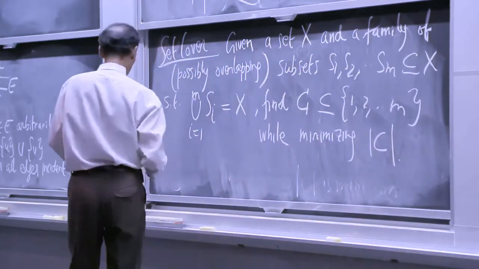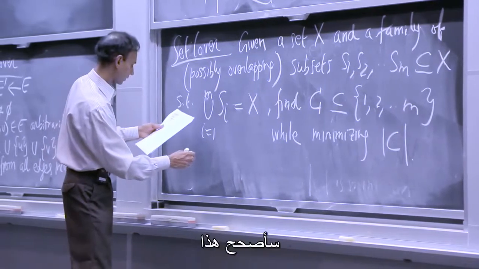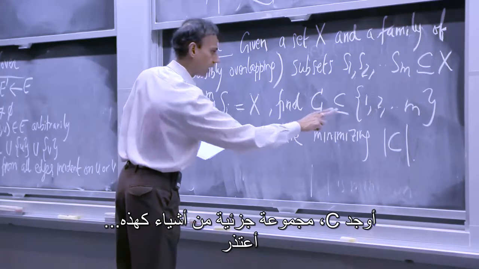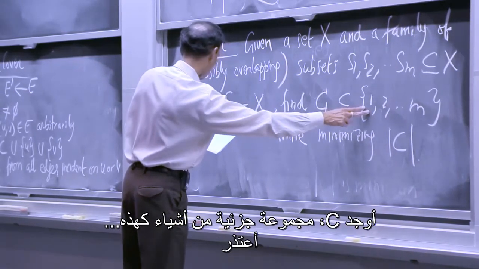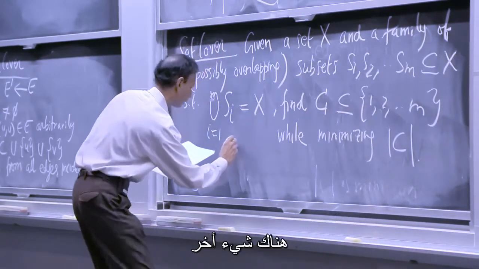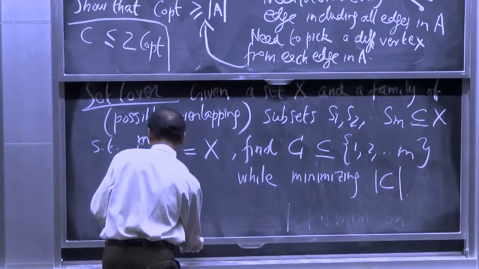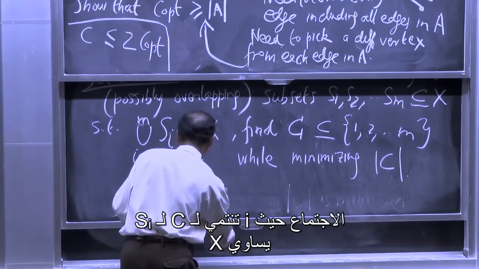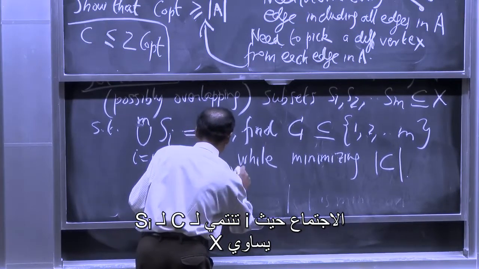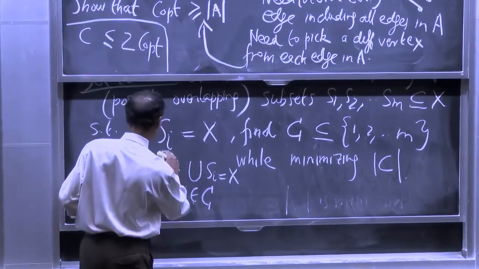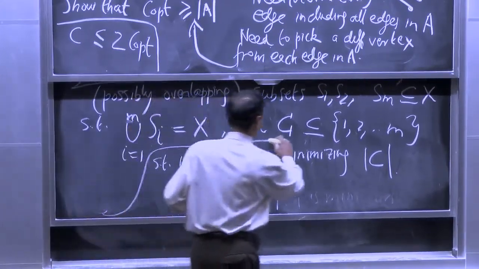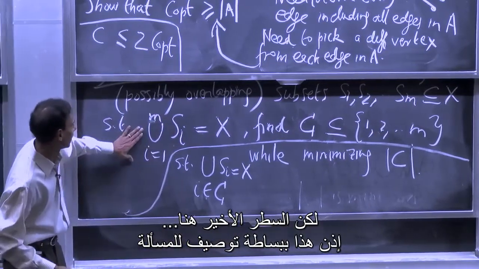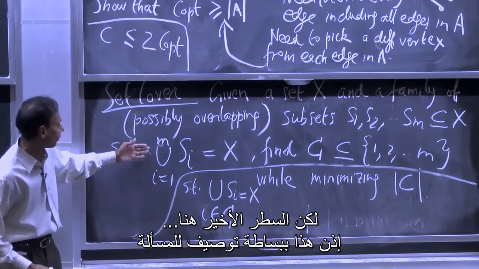Okay. Oh, let me get this right. So this is what I have. Find C subset of these such that, I'm sorry, there's one more. Union of I belonging to C, Si equals X. Okay. Sorry for the mess here. But so that's the line there. So this is simply a specification of the problem.